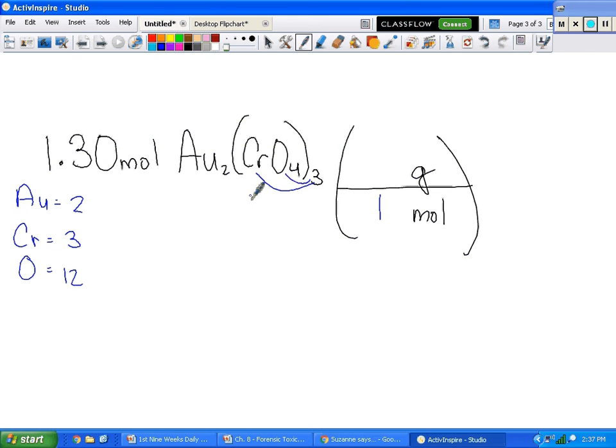Now you got to look up on the periodic table. I will need your help on this because gold is like 196 point something, right? 0.97. Okay. Chromium is 52 even. And then oxygen is 16 even. Okay.